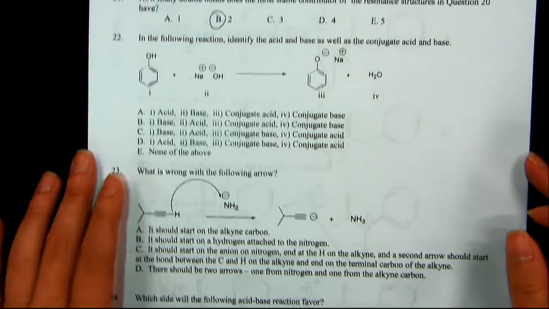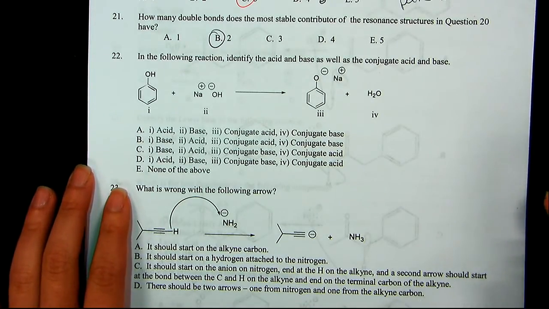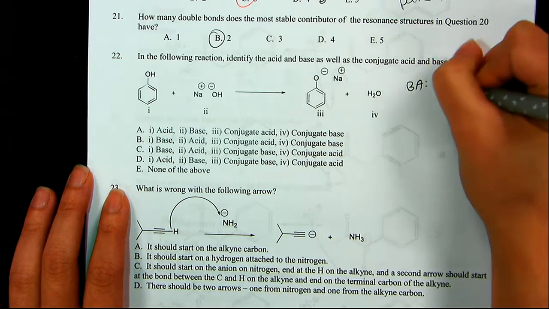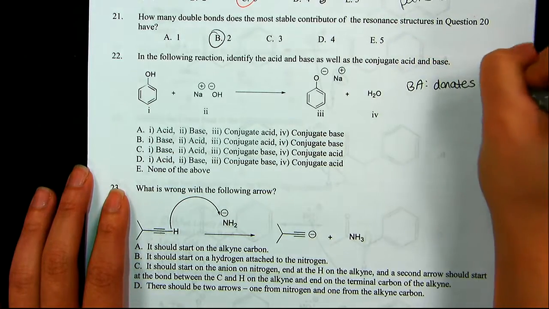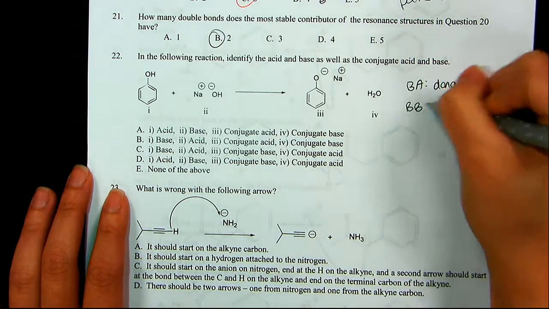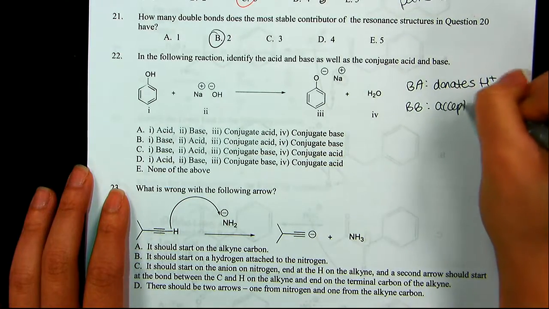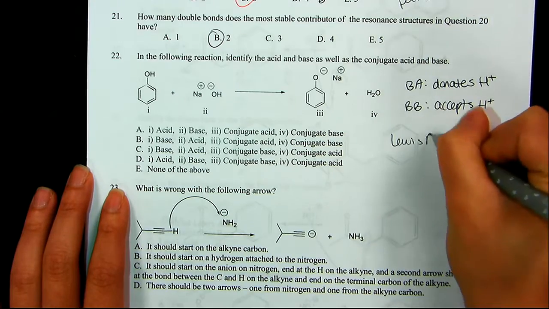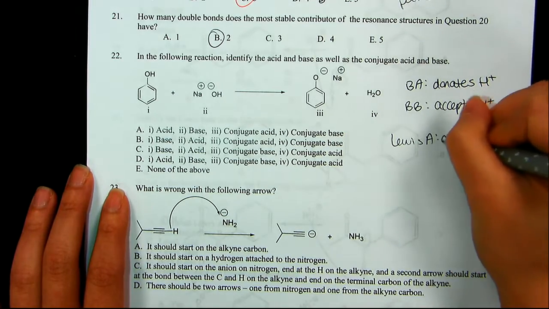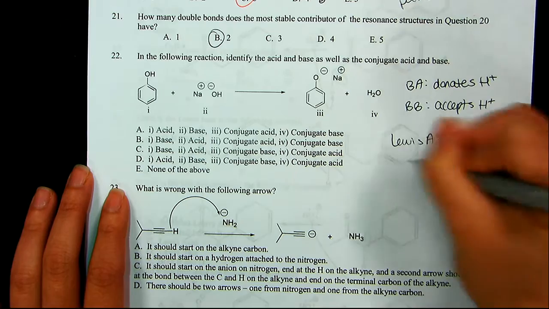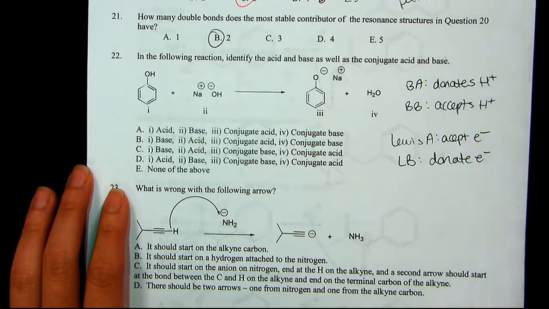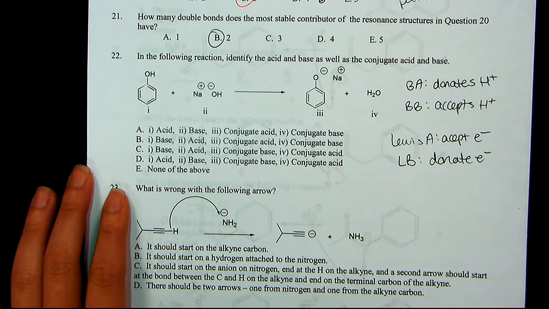Number 22, in the following reaction, identify the acid and base, so the conjugate acid and base. So if we use the Bronsted-Lowry definition, a Bronsted acid donates a proton. A Bronsted base accepts a proton. And for a Lewis acid, we're going to accept an electron pair, and for a Lewis base, we're going to donate an electron pair. So Lewis deals with electrons, and Bronsted deals with protons.